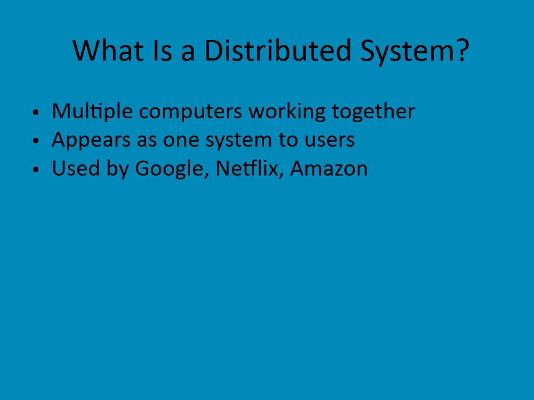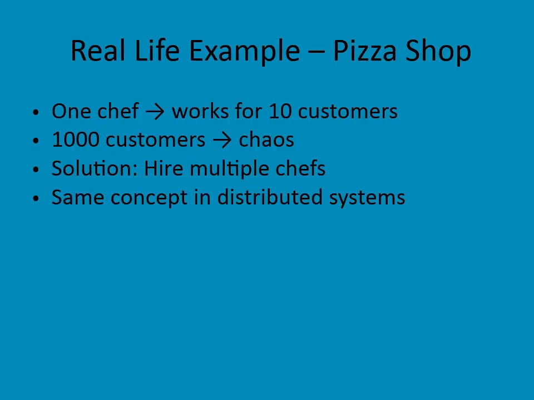A distributed system is a group of computers working together as one system. To the user, it feels like a single application, but behind the scenes, multiple machines are working together. Big companies like Google, Meta, Microsoft, Amazon, and Netflix all use distributed systems.